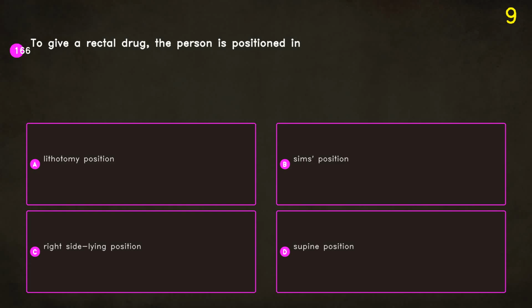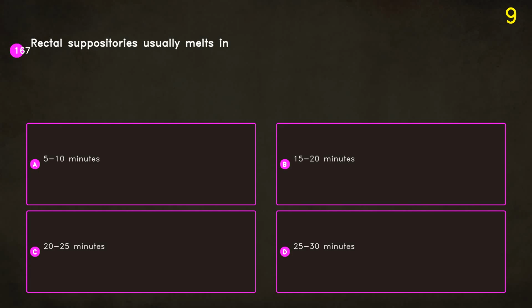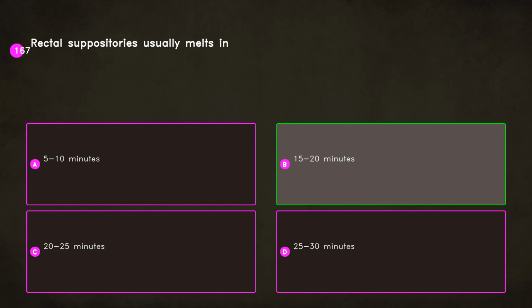Question 166. To give a rectal drug, the person is positioned in A. Lithotomy position B. Sims position C. Right side lying position D. Supine position. The correct answer is Sims position. Question 167. Rectal suppositories usually melt in A. 5 to 10 minutes B. 15 to 20 minutes C. 20 to 25 minutes D. 25 to 30 minutes. The correct answer is 15 to 20 minutes.